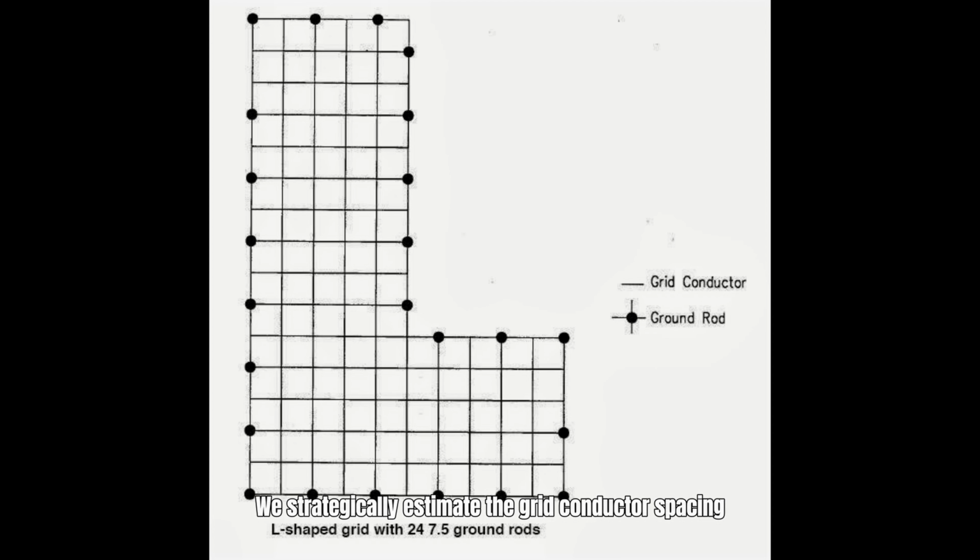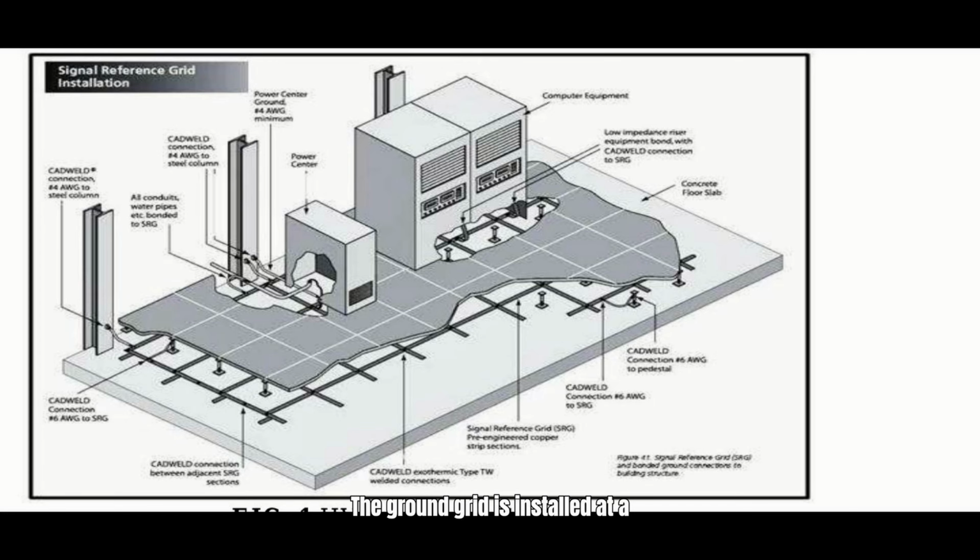We strategically estimate the grid conductor spacing at 7 meters throughout the layout and incorporate 80 ground rods, each precisely 7.5 meters in length, for optimal performance. The ground grid is installed at a typical depth ranging from 0.5 to 1.5 meters below surface, while also extending 1.5 meters beyond the substation boundary to enhance safety margins.